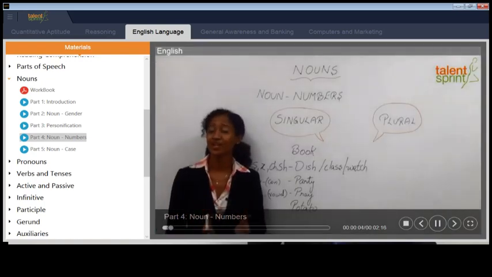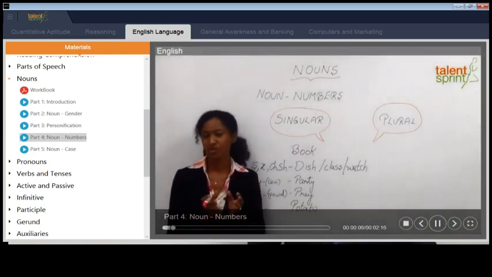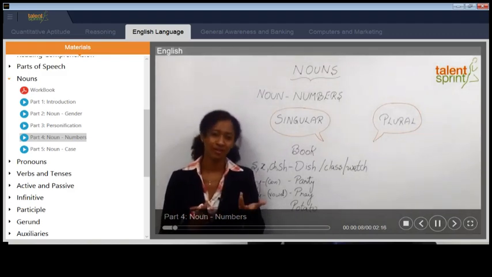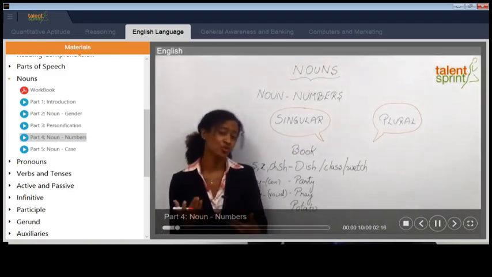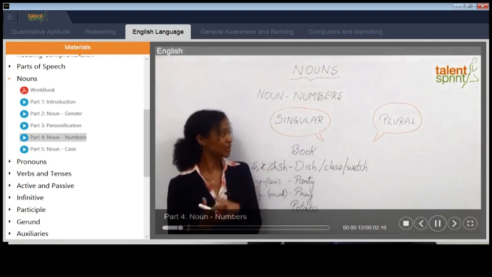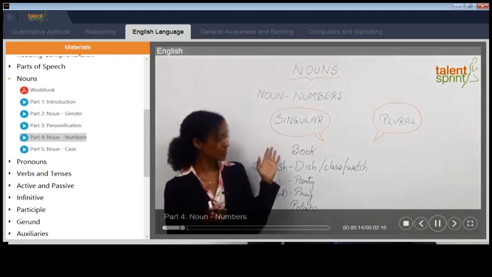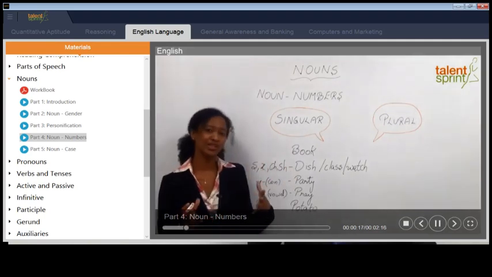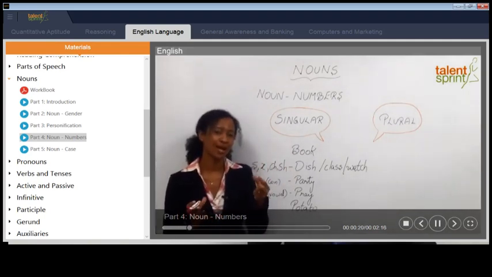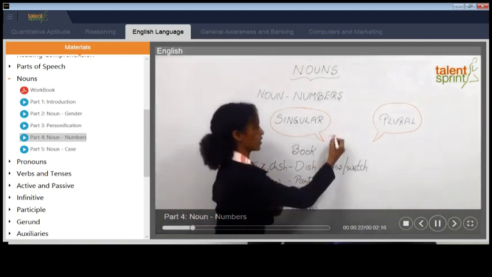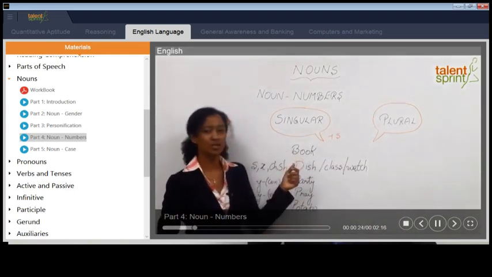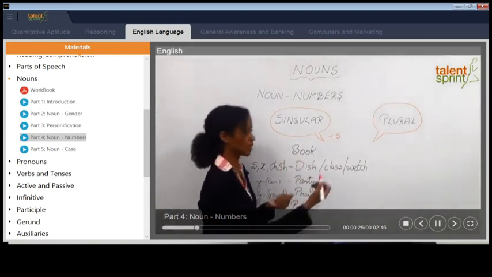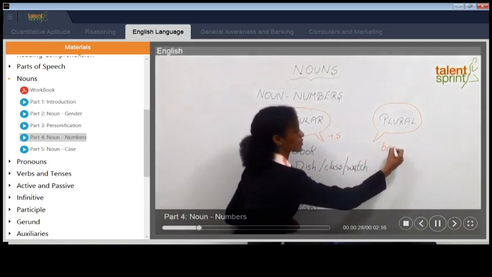We're going to take a look at noun numbers. Generally, when the noun refers to one thing, it's singular. When it refers to two or more things, it's plural. Okay, so let's look at certain examples. Usually the noun adds s to the end of a word to make it plural. So book becomes books.